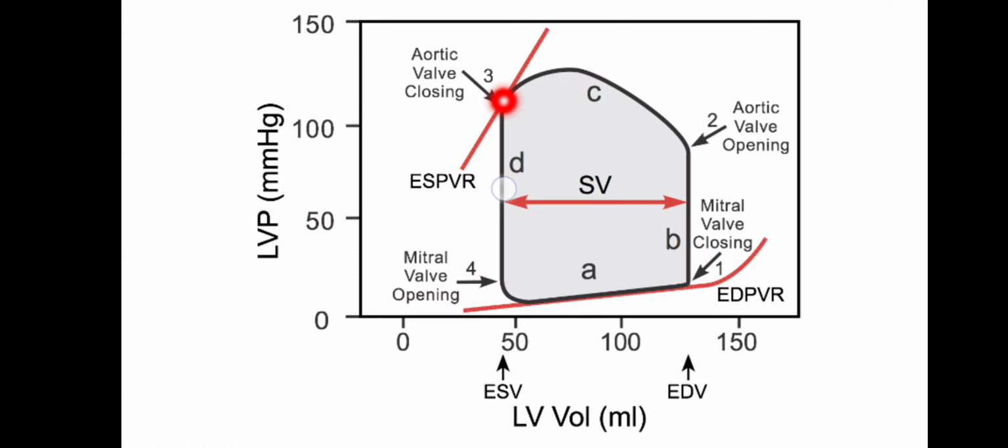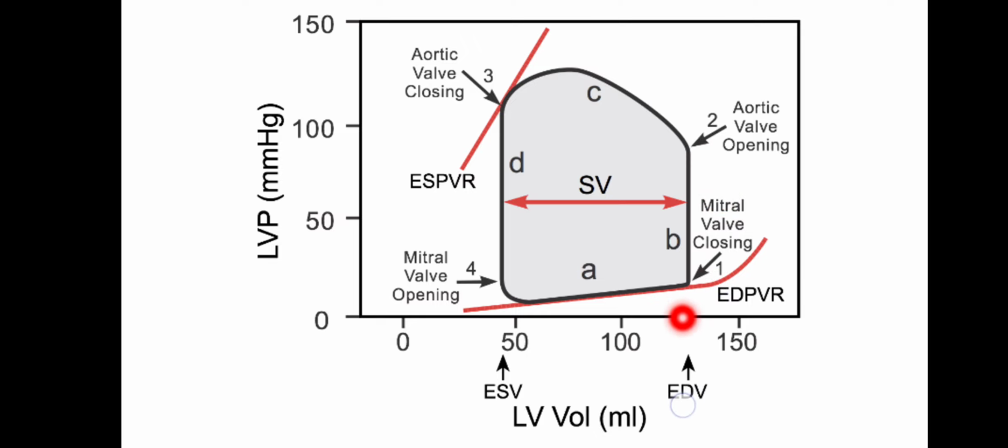After the closure of the aortic valve, the isovolumetric relaxation occurs. That is phase D. There is no change in the volume, but there is a change in the pressure. The pressure drops. As the pressure drops, there comes a point when the LA pressure is higher than the LV pressure. That will cause the mitral valve opening, and this cycle will continue.